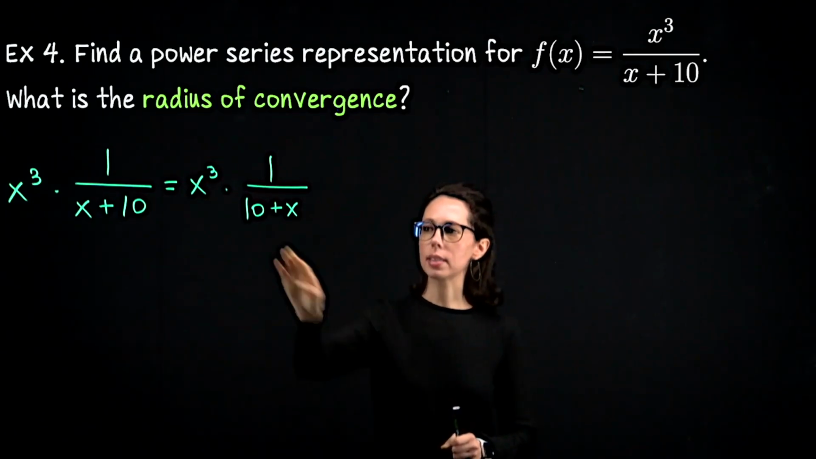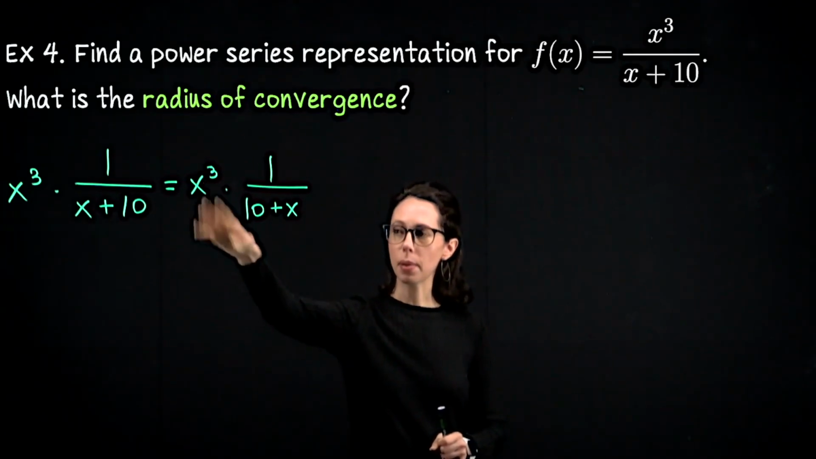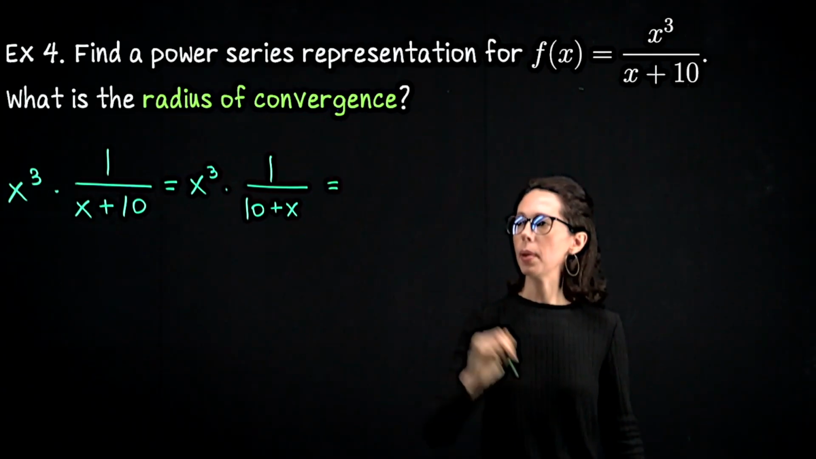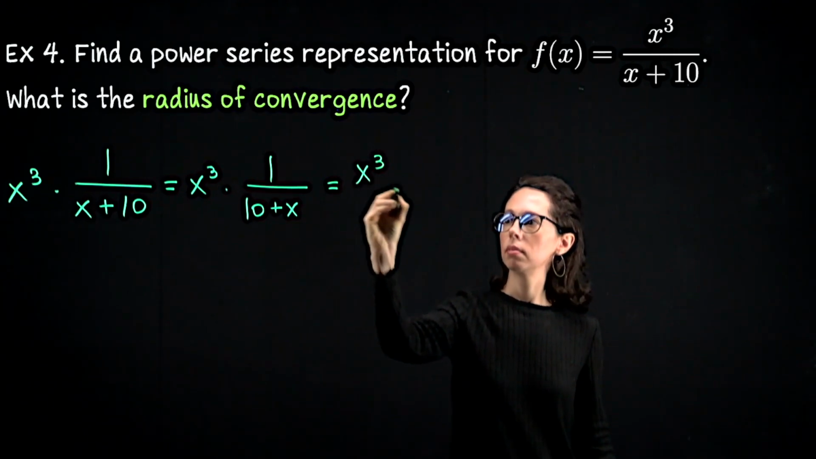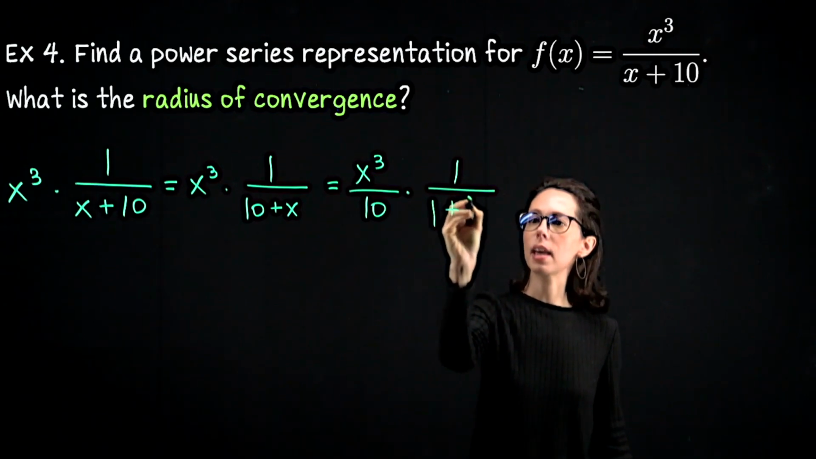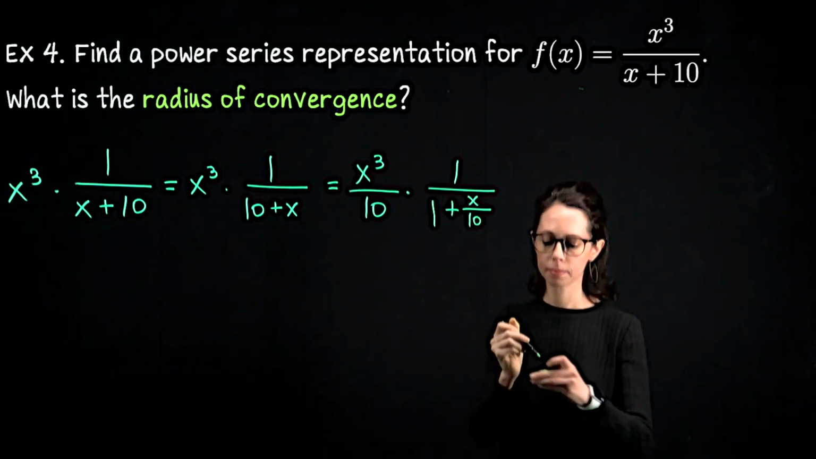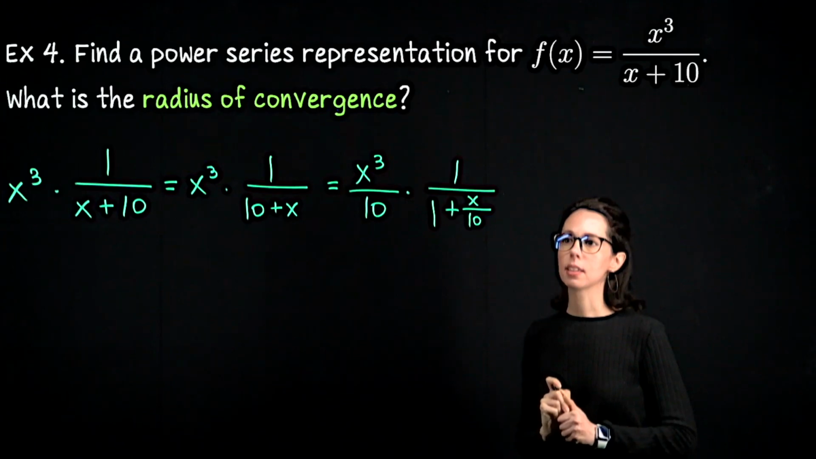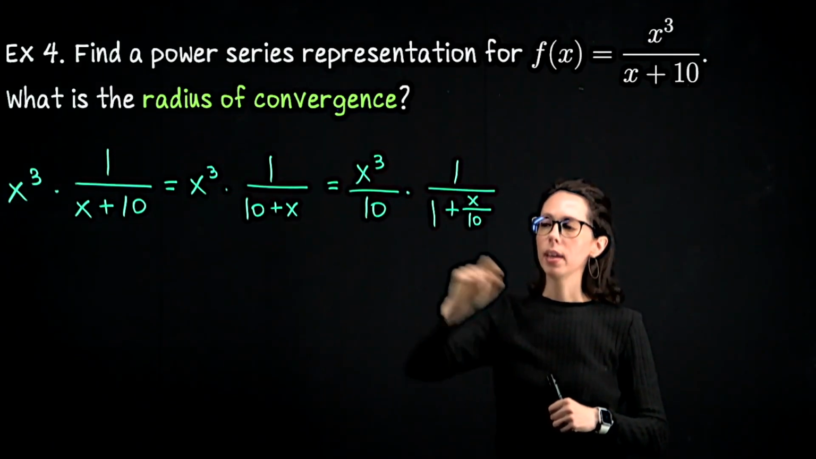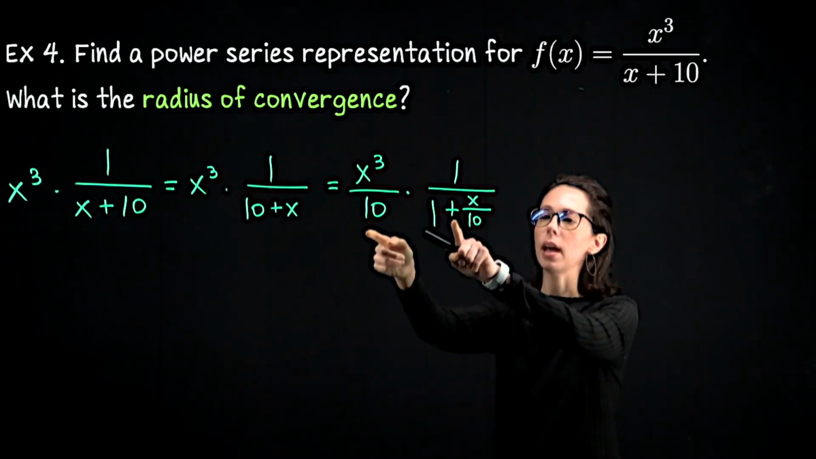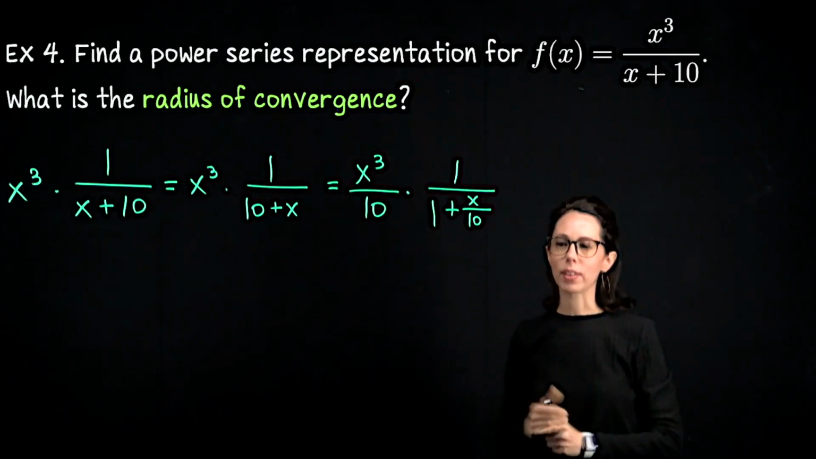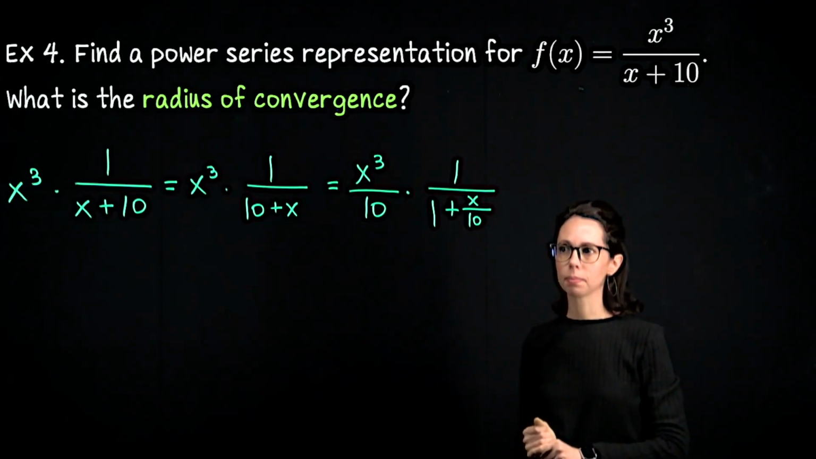So what we're going to do is take this 10 and factor it in front. I'm actually going to put it with the x cubed so that this becomes x cubed divided by 10 times 1 over 1 plus x over 10. Now, if I multiply these back, the numerator will have x cubed, that's what we started with. The denominator will have 10 plus 10x over 10, or in other words, 10 plus x. And so we haven't actually changed anything, but now it looks better.